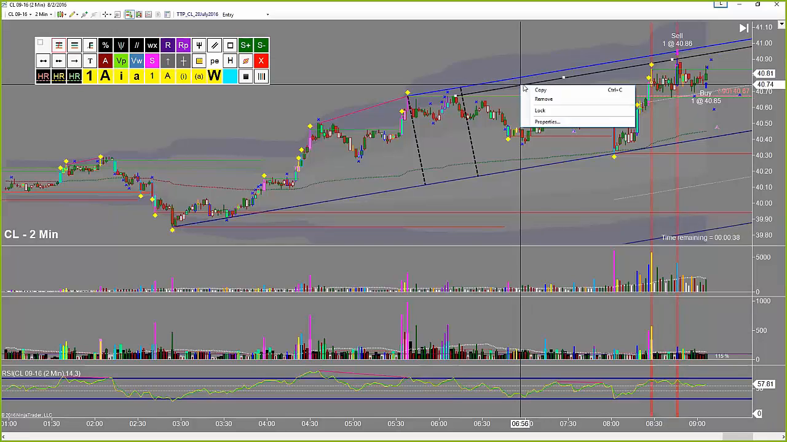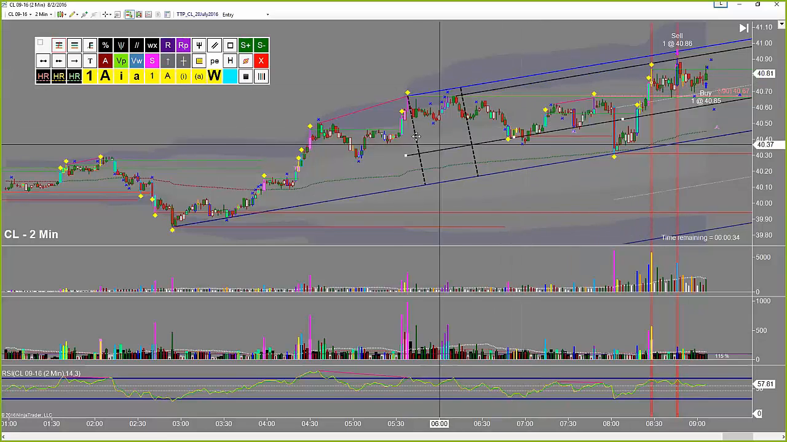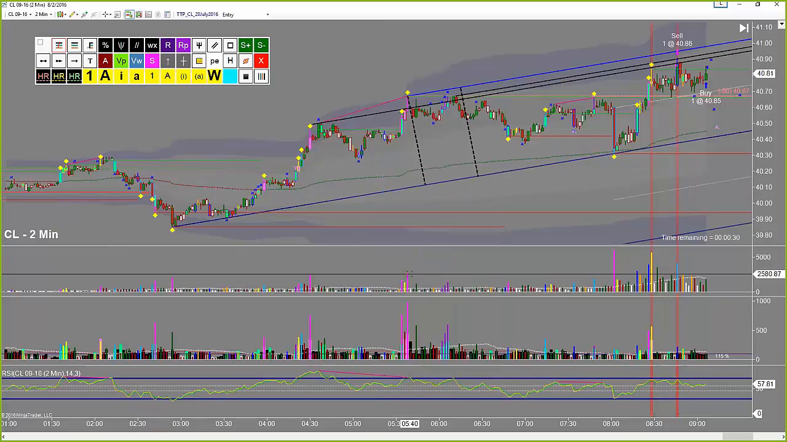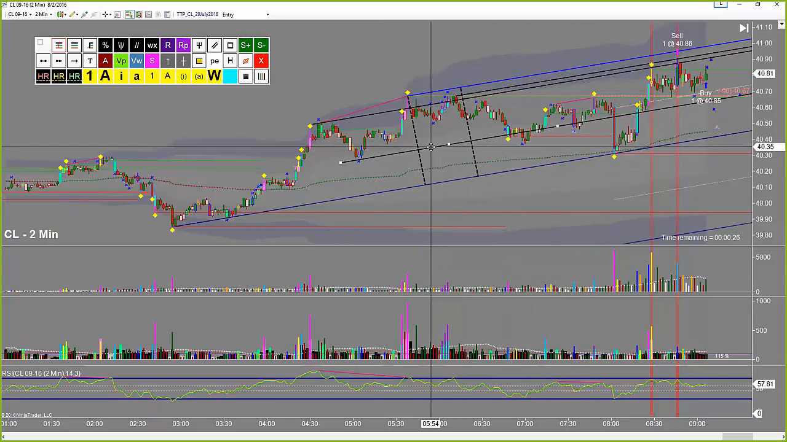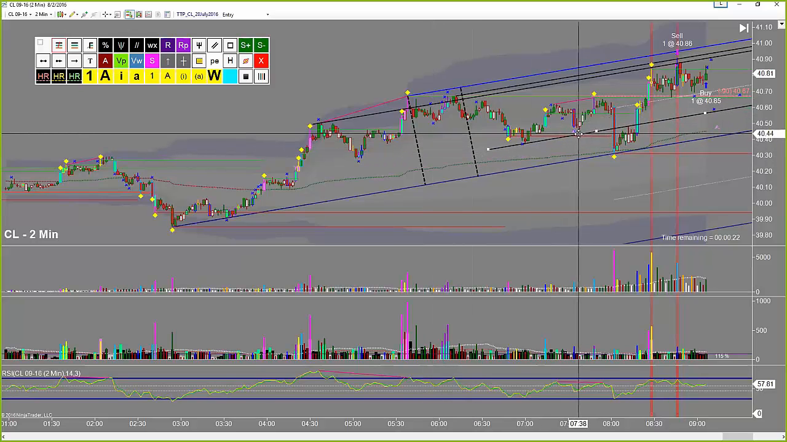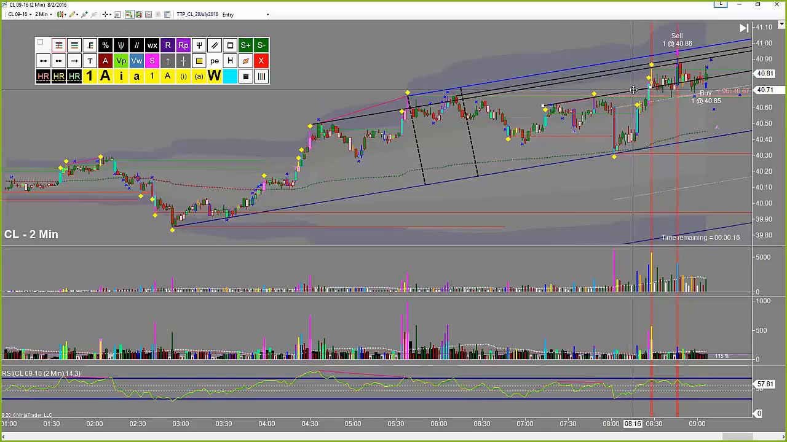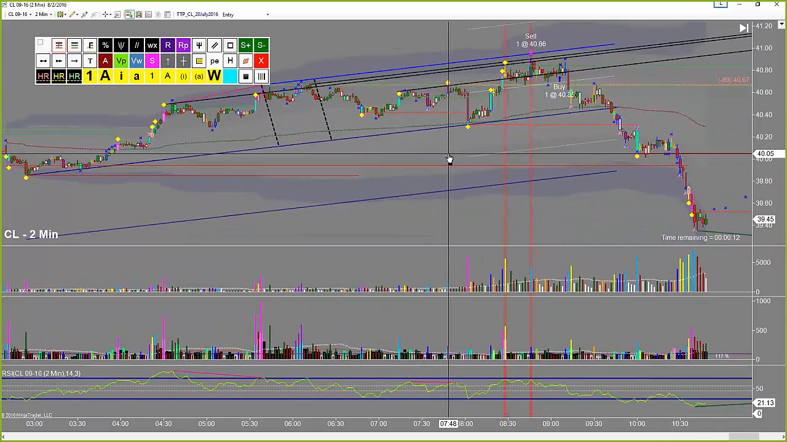Then of course you can take copies of that, paste it, bring it back to that high. Support becomes resistance, blah, blah, blah. Put one here at this low, one here at that low, or right here at this high. See what a good slope of that channel it is? And then we break down.